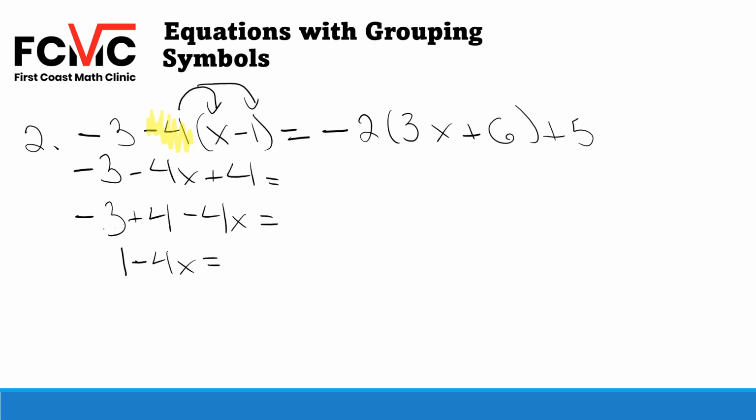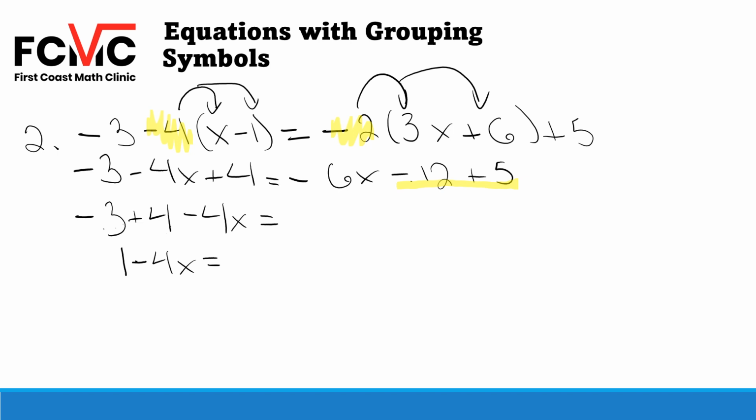On the right side, let's distribute the negative 2. We've got to keep that negative sign with the 2. So we'll get negative 6x minus 12 plus 5. Now combine our like terms. Negative 12 plus 5. If you want a review of like terms, I made another video on like terms, so you can check out that video.